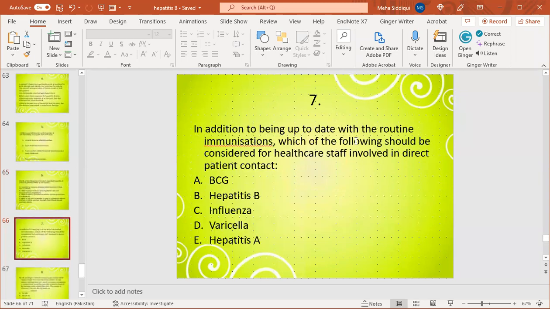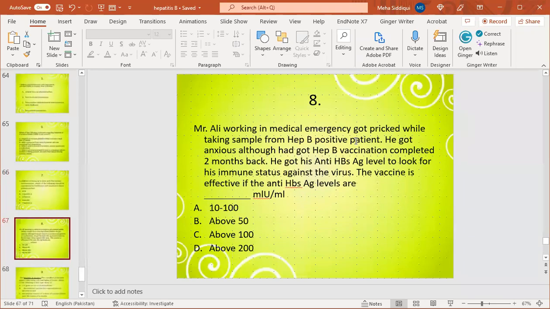MCQ number 7. In addition to being up to date with the routine immunizations, which of the following should be considered for healthcare staff involved in direct patient contact? A. BCG; B. hepatitis B; C. influenza; D. varicella; E. hepatitis A. Yes, B is the right option.